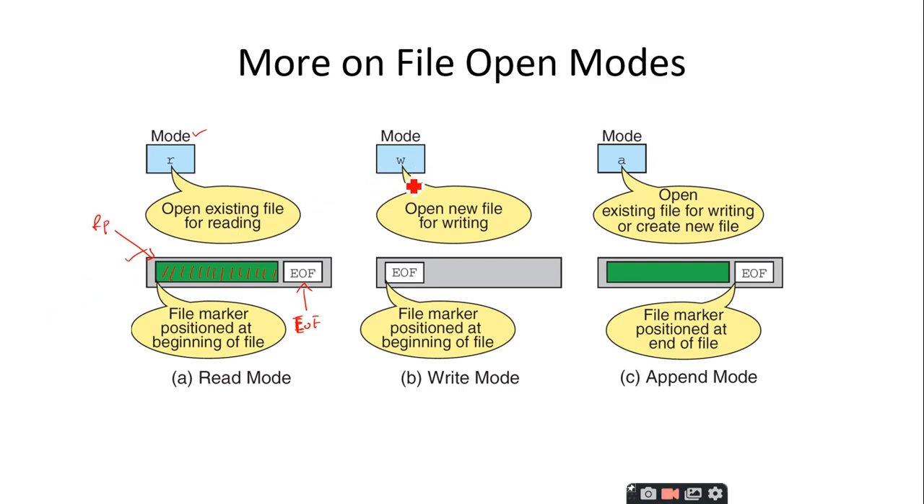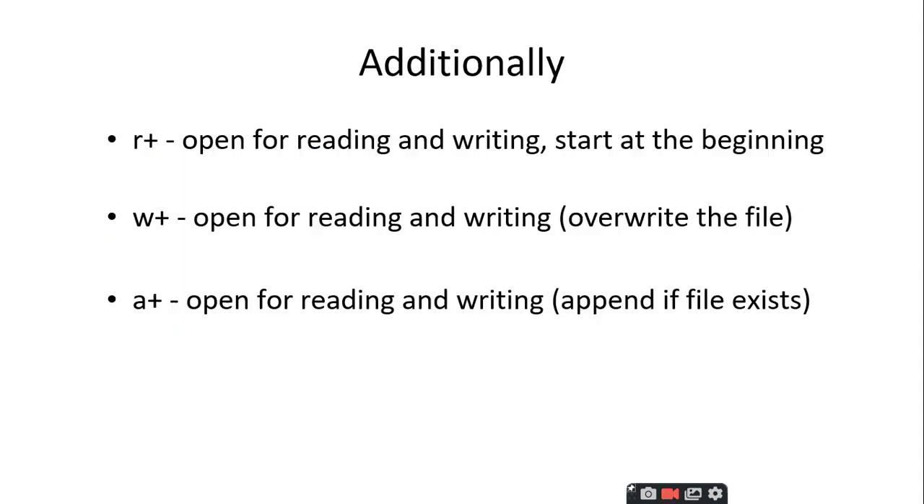And when you open the file in the write mode, open a new file for writing, and the previous contents will be erased and the file pointer will be pointing at the starting position. This is my FP. And in the append mode, open the existing file for writing or create a new file, but the file pointer will be pointing to the last location, and whatever new data you are going to add, that will be appended to the already existing data. So these are the three important modes which I have shown diagrammatically. We have explained it clearly in the previous slides, but now we have explained it diagrammatically.